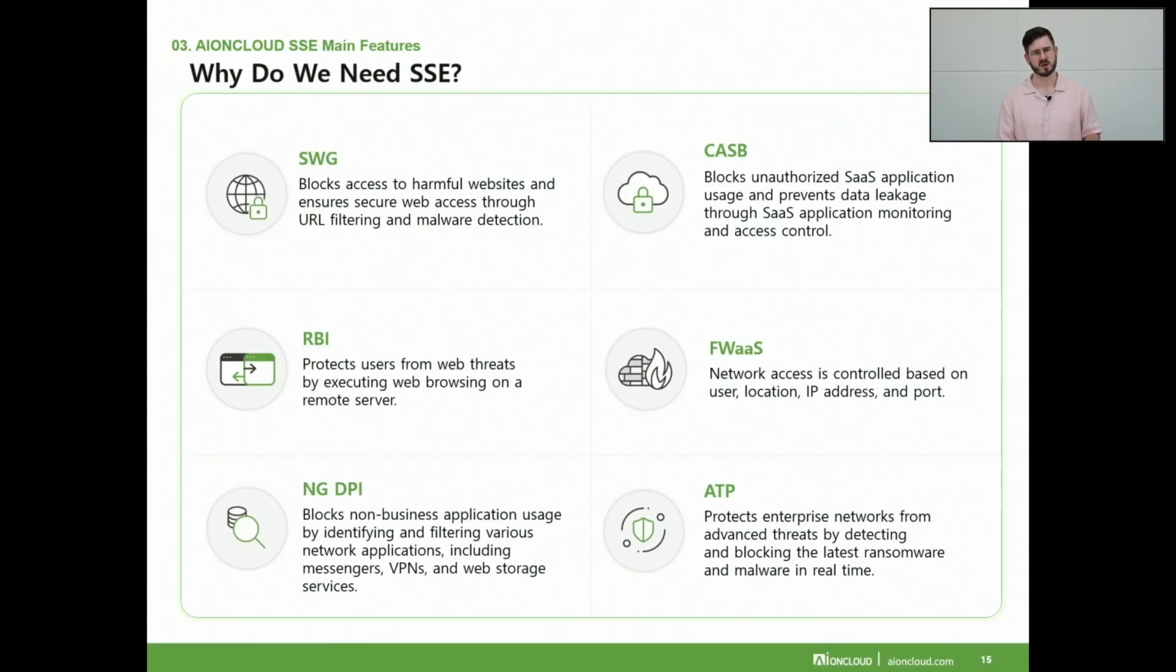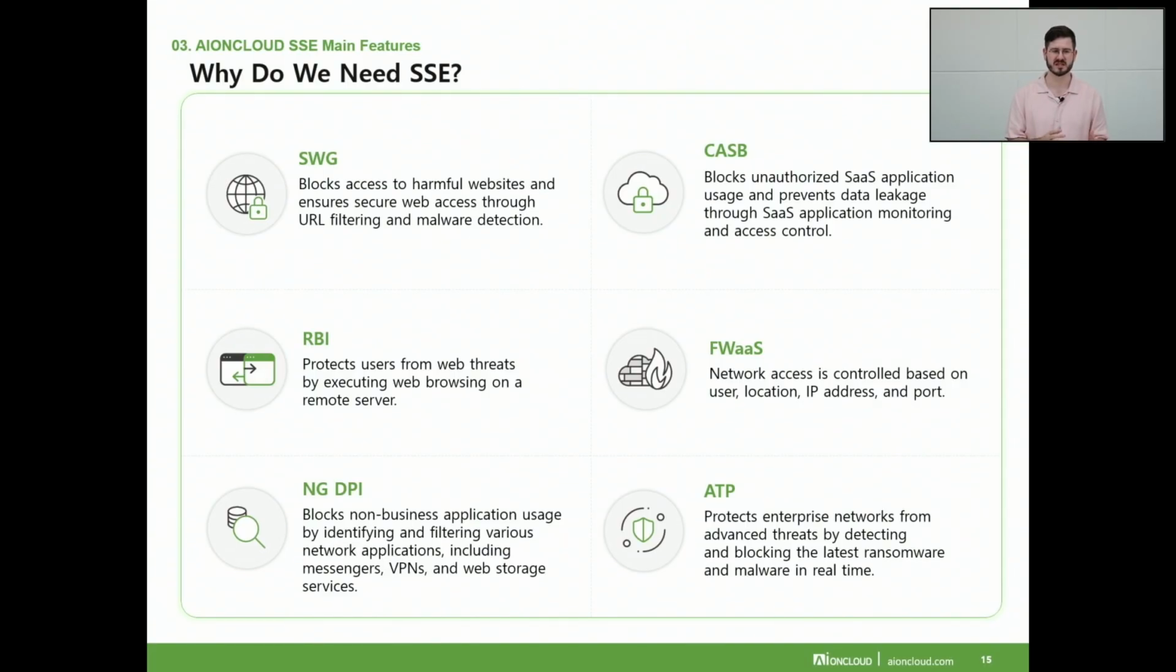So just to go over what some of these do, an SWG blocks access to harmful websites. This is where you would control your users accessing the internet and filtering what they send out and what they receive back. An RBI is a remote browser, so instead of connecting through the internet on their device, their connection is threaded through to a server that connects to the internet, and then that server just sends video or images back of what it is viewing, which will remotely execute web browsing.